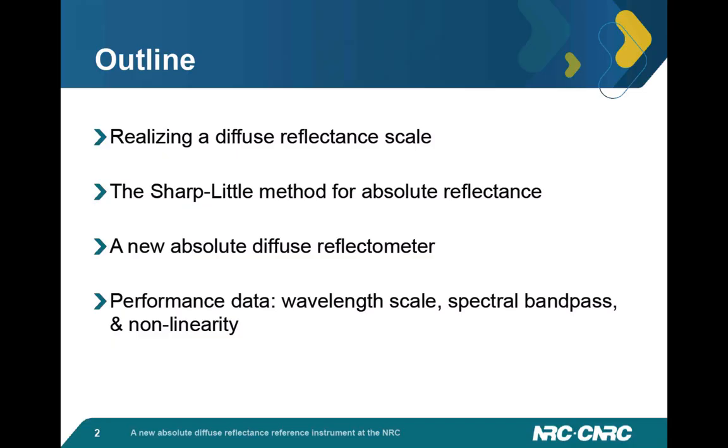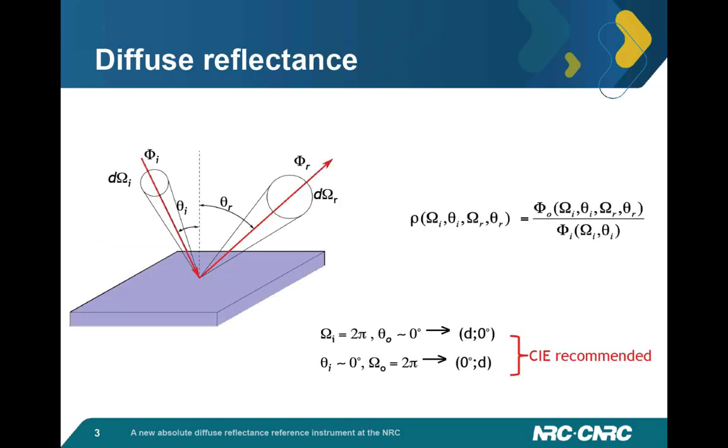I'll start by telling you a bit about the why and the how about realizing a diffuse reflectance scale, why this is something that we're interested in. I'll tell you about the modified Sharp-Little method, which is an integrating sphere-based technique that we use to do this. I'll describe in some detail our new instrument, and then show you some preliminary performance data addressing these common sources of uncertainty: wavelength scale, spectral bandpass, and nonlinearity.